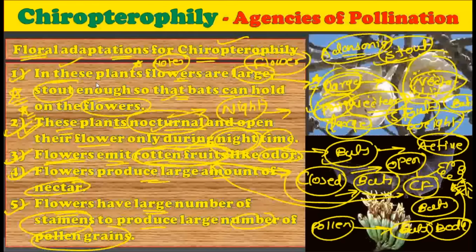So in summary, we have seen the 5 floral adaptations, in which first was that the flowers are large and stout. Second, these flowers are nocturnal like bats. Flowers emit rotten fruit odor. Then flowers produce a large amount of nectar, and the flowers produce a large number of stamens in order to produce a large number of pollen grains.